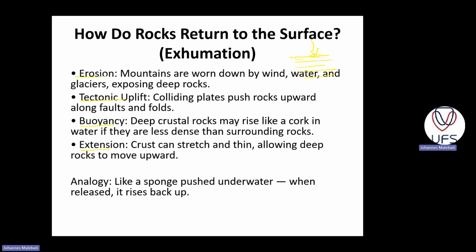And tectonic uplifting, so we know tectonic uplifting, what does it do? It makes sure that the rocks are brought closer to the surface of the earth. And of course, the buoyancy and the expansion.